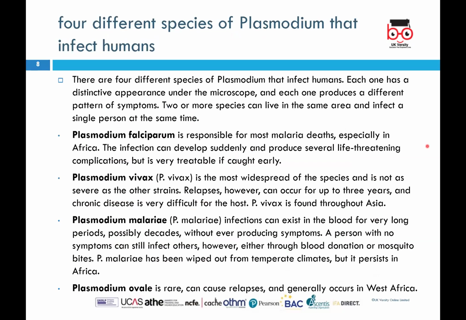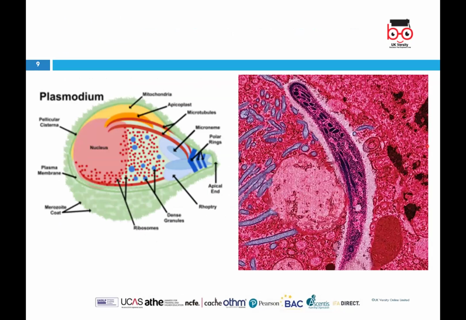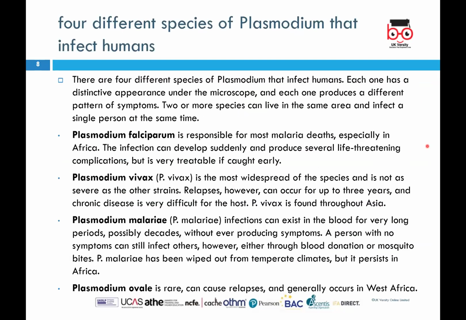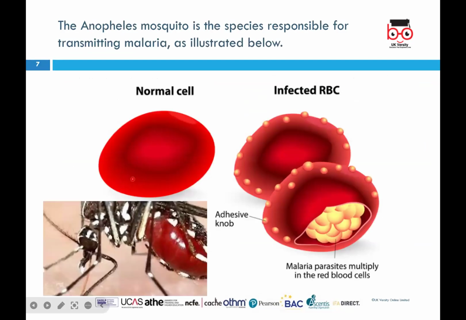There are four different species of Plasmodium that affect human beings. Each one has a distinct appearance under the microscope, and each one produces a different pattern of symptoms. Two or more species can live in the same area and infect a single person at the same time. So you might have Plasmodium falciparum and another species at once. Remember, Plasmodium is the organism that is carried from one person to another through the mosquito.